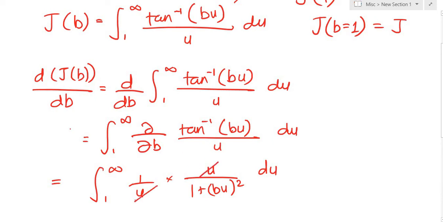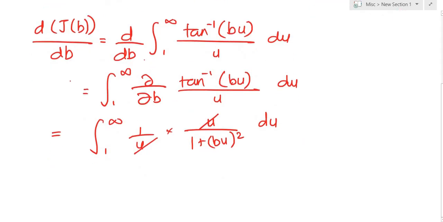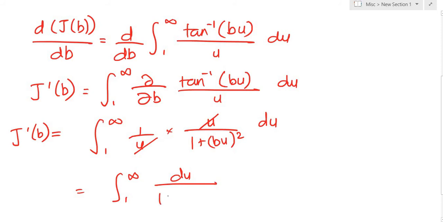The best part is the u cancels out. That was actually the essence of parameterizing it this way and then differentiating it. So on differentiating j of b with respect to b, we get a j prime of b function. So this is j prime of b. And now we can actually evaluate this integral. So we have the integral from 1 to infinity. The u's got cancelled out. So we have du over 1 plus b squared times u squared.